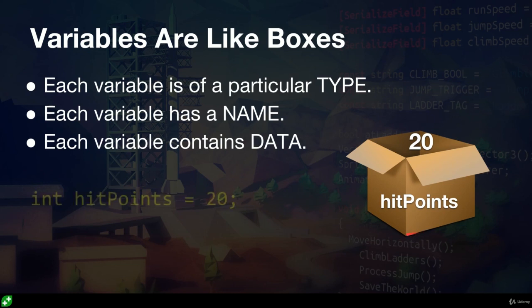In this example, we would write this in our code as int, which stands for integer, which means it's a whole number. Hit points, that's the name that we've given to our variable, starts with a lowercase letter. Equals, now it's not equals, it's an assignment. You need to think of this as assigning whatever is on the right side to be the value of the left side. So hit points now has a value of 20, and then a semicolon at the end. So our hit points box, our hit points variable, now contains the data of 20.